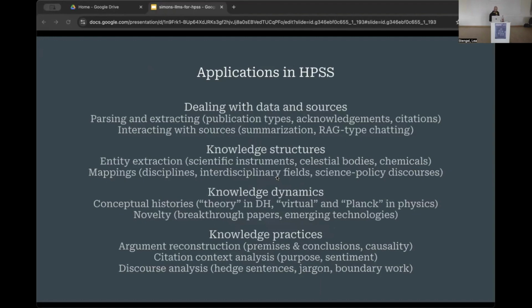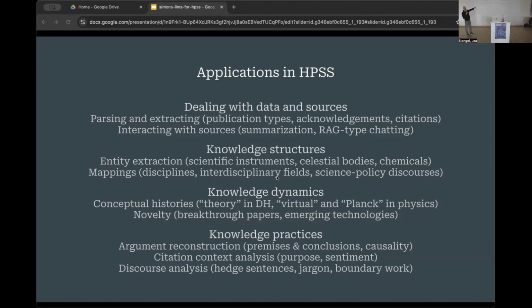We are currently conducting a little survey on uses of LLMs as tools in HPSS research. And we have come up with four bins where we try to sort these things. I'm just very brief now with the slide because it's not the most important one. So there's dealing with data and sources. How do we actually talk to our data? How do we find it or parse it?